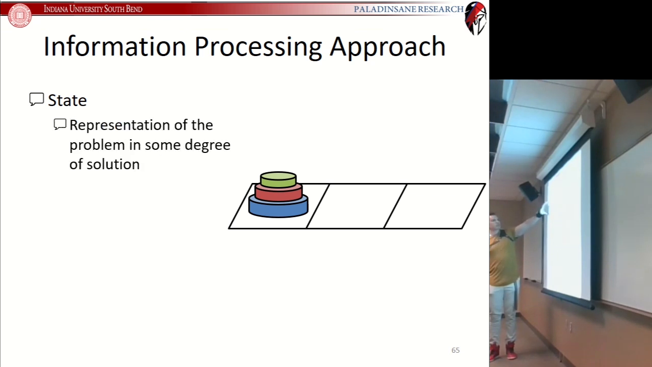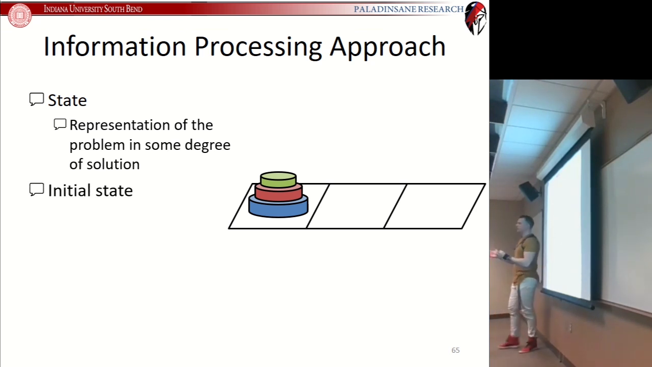So the first one is a state. The term state in problem solving refers to a representation of your problem at some degree of solution. So your problem can either be completely beginning, that's one state. It can be completely solved, that's another state. Or it can be somewhere in between, right? That's the third type of state. So a state is a representation of the problem in some degree of solution.